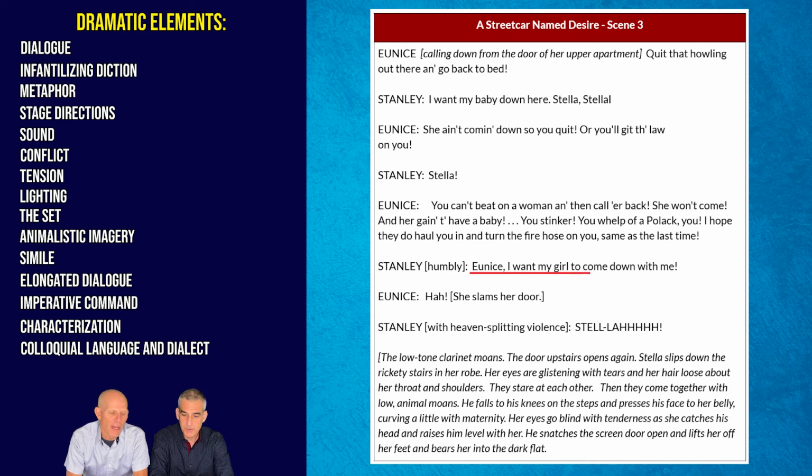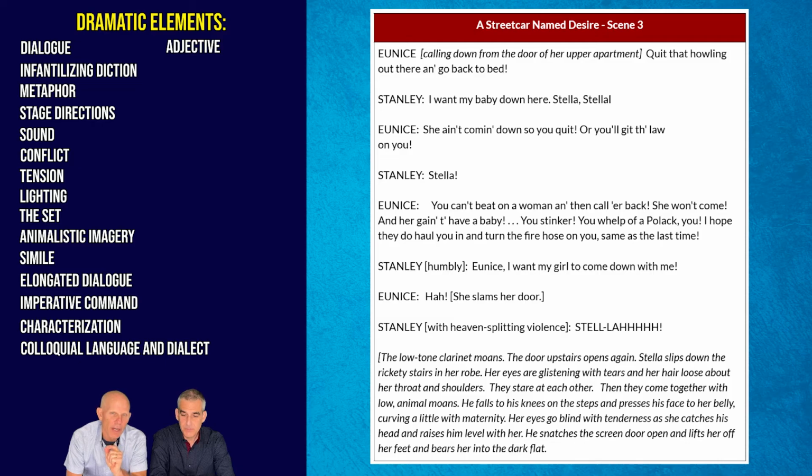Yeah, and this humbles Stanley. Notice that he speaks humbly, and he says, Eunice, I want my girl to come down with me. So again, he's pleading with her, but then she slams the door, and what does he do? With heaven-splitting violence, right? So we have that really rich adjective, and he screams her name in that animalistic way, Stella. And this is that moment that most people remember from A Streetcar Named Desire.